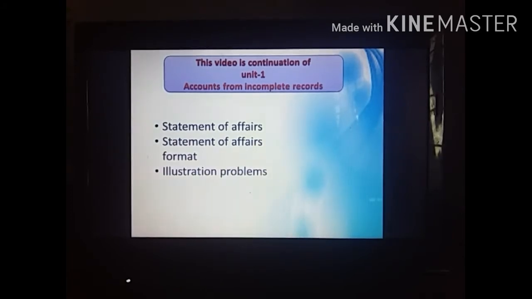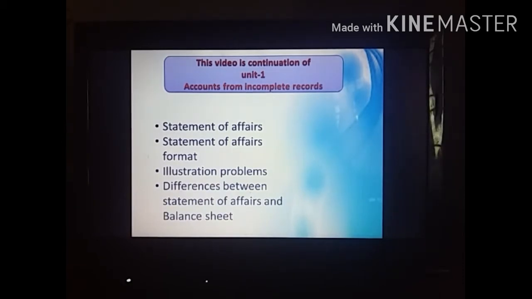So this video is a continuation of Unit 1, Accounts from Incomplete Records. In this lesson we are going to see the statement of affairs, statement of profit, statement of affairs format, illustration problems, and the difference between statement of affairs and balance sheet. We have already seen the statement of affairs format, but we are going to prepare an illustration problem of statement of affairs, so once again I will explain the statement of profit and statement of affairs also.